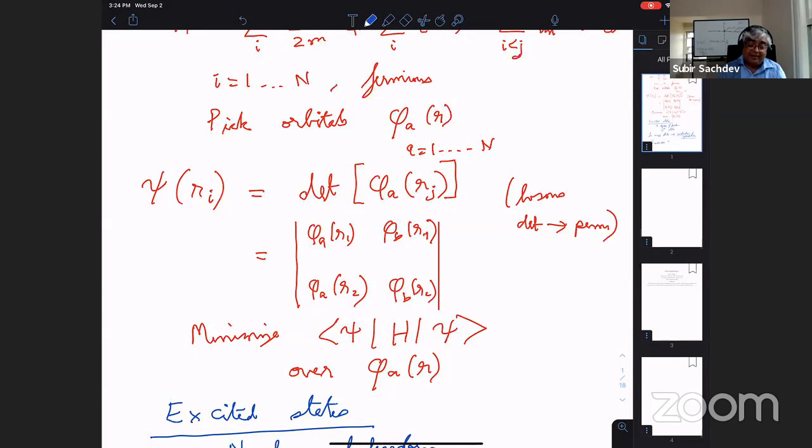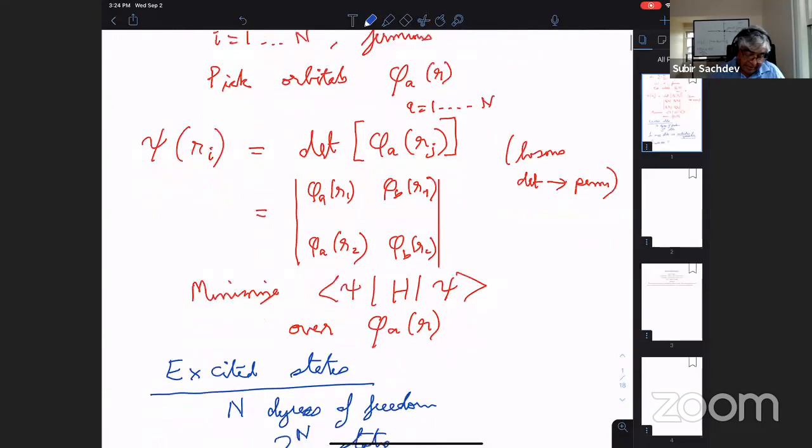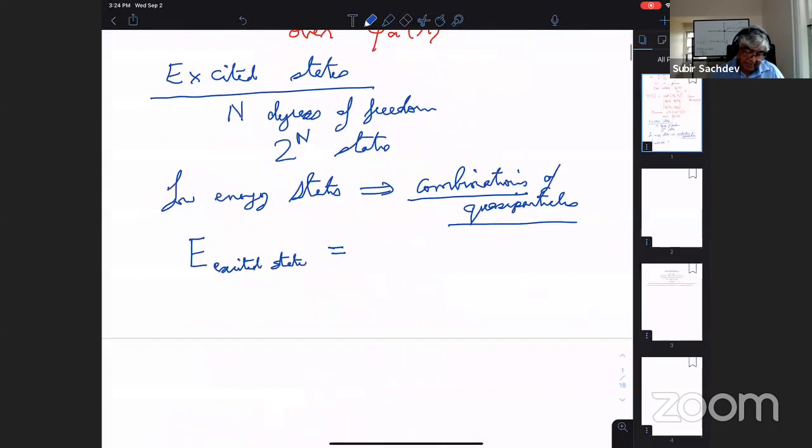Well, you say, okay, this electron gets excited from this orbital to that one, this one gets excited from this one to that one, and then you describe the many particle state, the excitation, as a combination of these different single orbital excitations. So each one of these single orbital excitations is what we'll call a quasi-particle, okay?